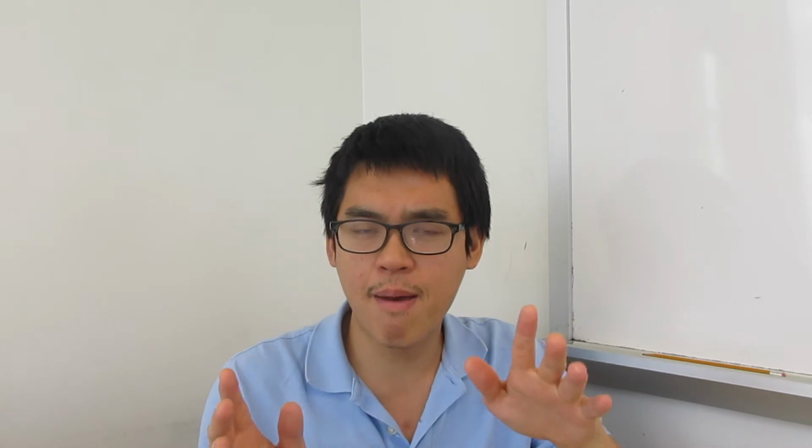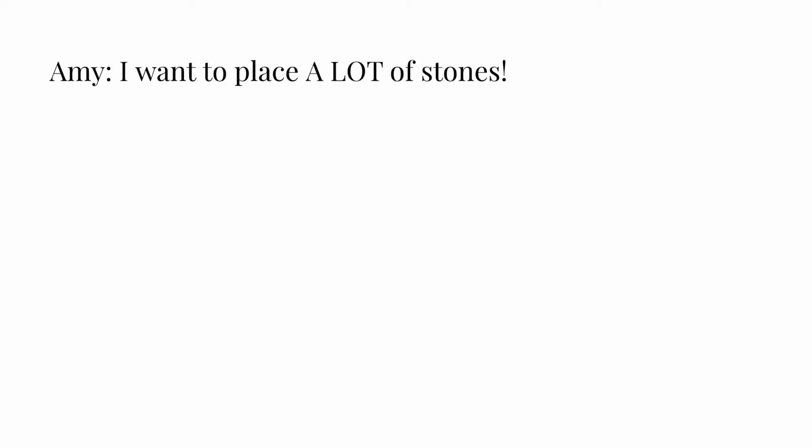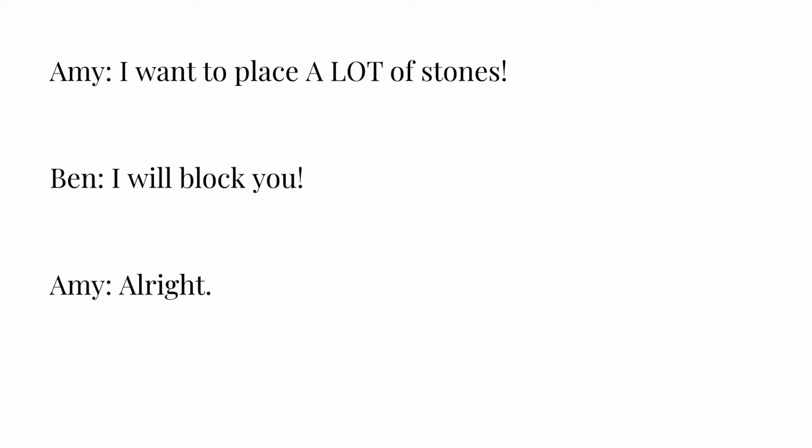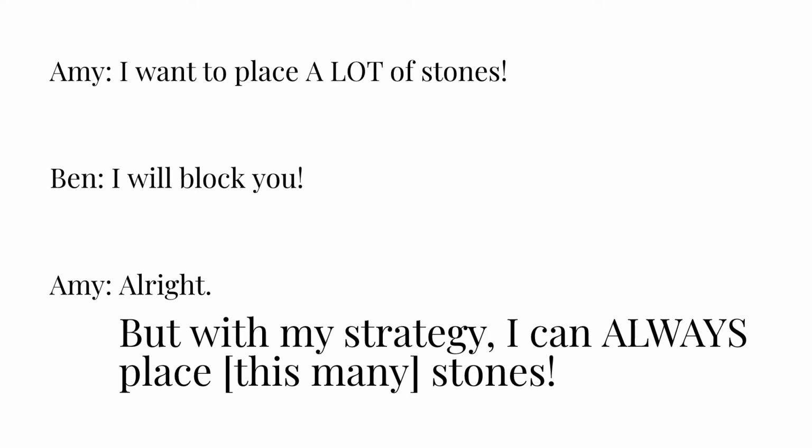Alright, so think of the problem this way. While playing this game, Amy is always thinking: I want to place as many red stones as possible. And Ben is like, you want to do that? I want to do the opposite. I want to block you from placing stones. But Amy is like, okay, you want to do that? But with my strategy, no matter how you play, no matter how smart you are, I am certain that I can place this many stones on the board. And that many stones is the k that we are looking for.